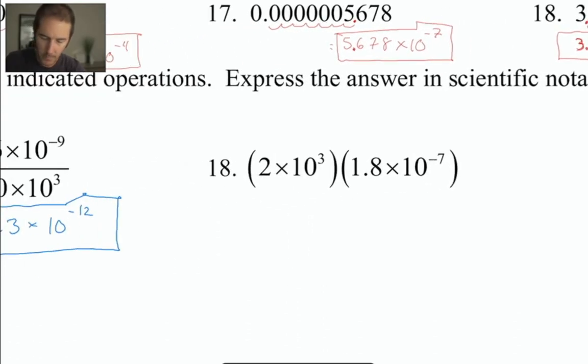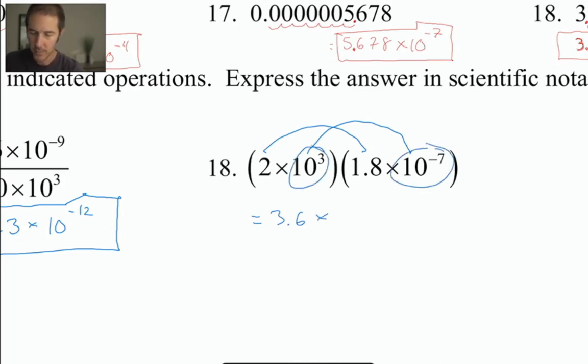Number 18 is kind of boring. Since it's all multiplication, I'm going to multiply these two things together, and then I'm going to multiply these two things together. 1.8 times 2 makes 3.6, and then I've got a base of 10 and a base of 10. They're being multiplied together, so I can add the exponents. That's 3 plus negative 7 makes negative 4, so we've got 10 to the negative 4. Final answer.